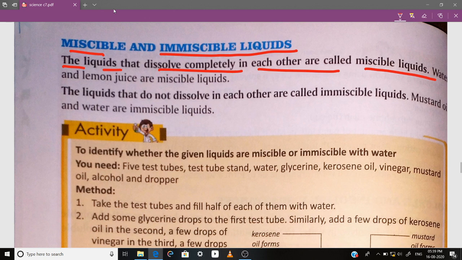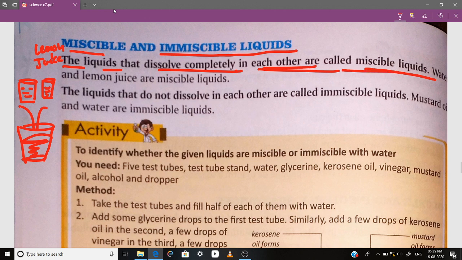For example, in one glass you are having water, and in the other glass you are having lime. Lime means lemon juice. When you add both of them in a third glass, they will mix with each other. So such liquids are called miscible liquids. The liquids that dissolve completely in each other are called miscible liquids. Water and lemon juice are miscible liquids.